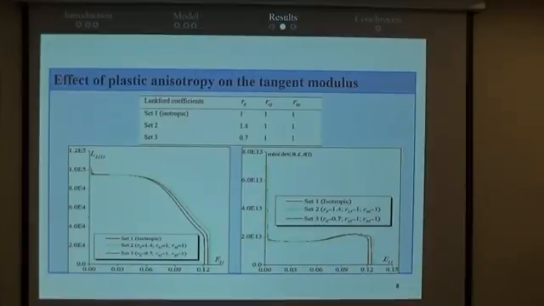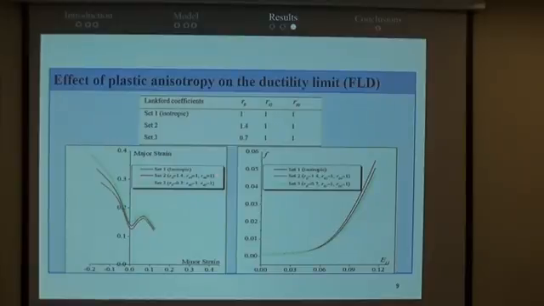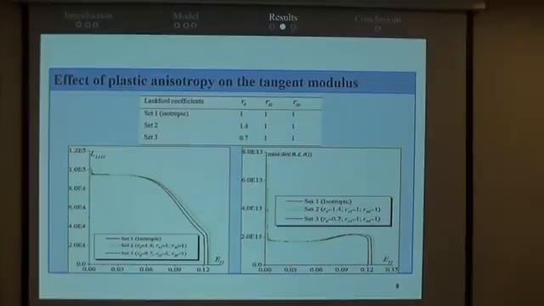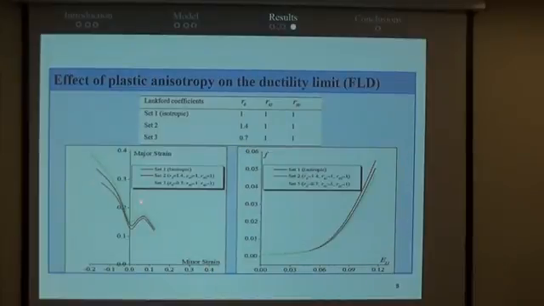Here, for the same materials, I plot the whole range of strain paths from the uniaxial tension state to the equibiaxial tension state for the three sets. This result confirms the previous result that the ductility increases with the Lankford coefficient. And we try here to analyze the effect of the plastic anisotropy on the evolution of damage.